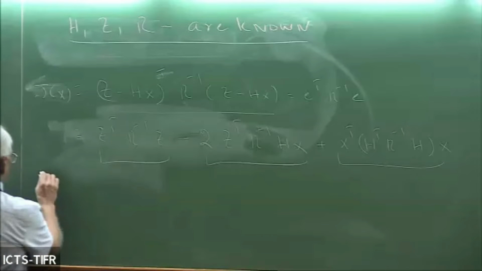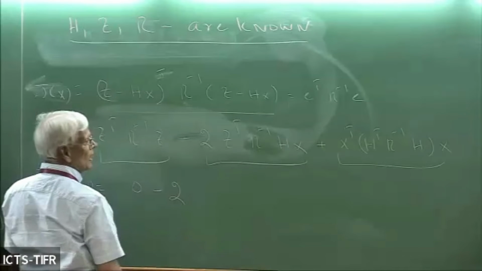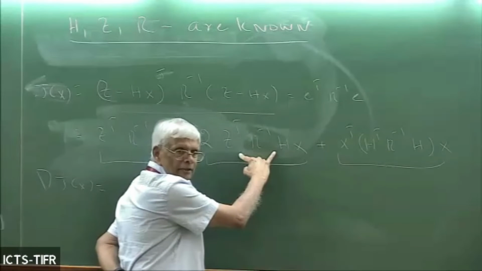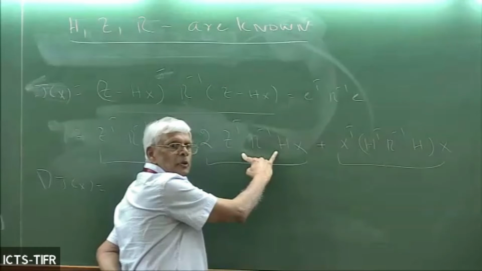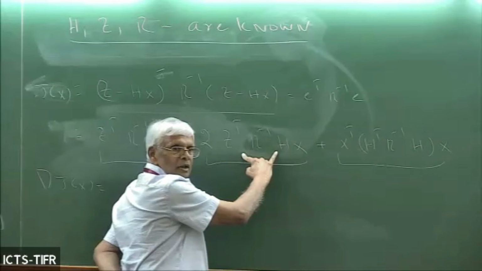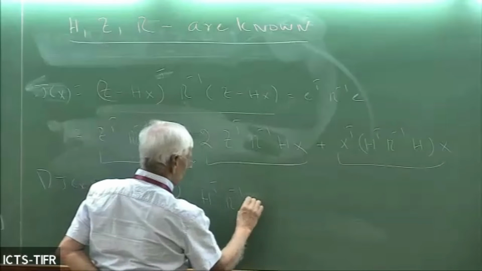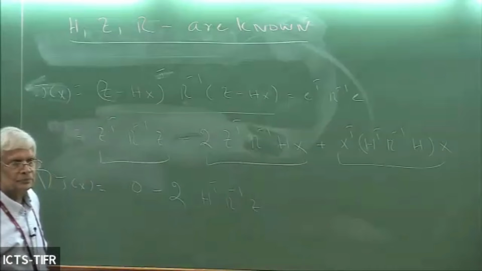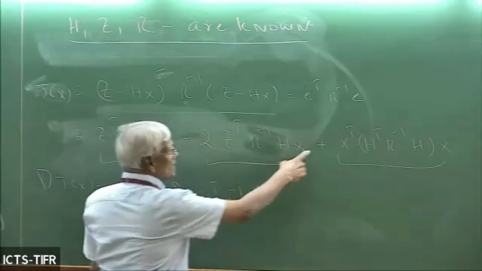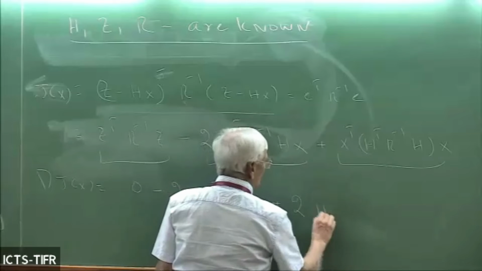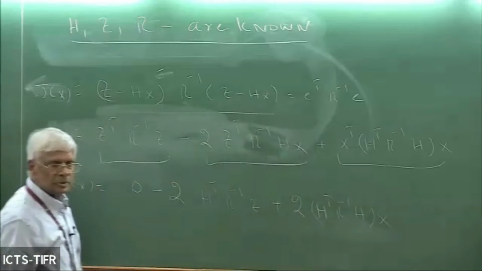That's right. Now I'm going to do the gradient of J. 0 minus 2 times... you remember, I have to rewrite this as A transpose X. This will be A transpose. The derivative of A transpose X is A. So this will be equal to H transpose R inverse Z. That's the derivative of that. And what is the derivative of that? Plus 2 times H transpose R inverse HX, that's a quadratic term.